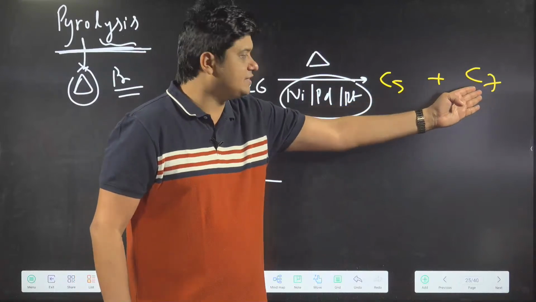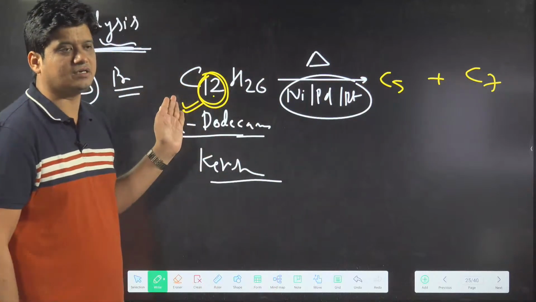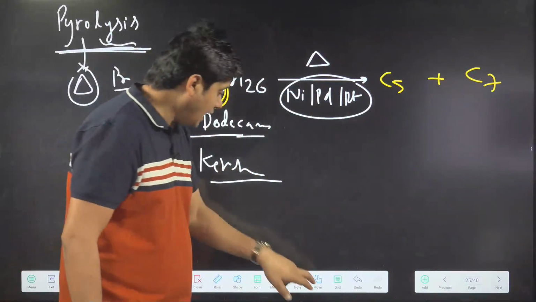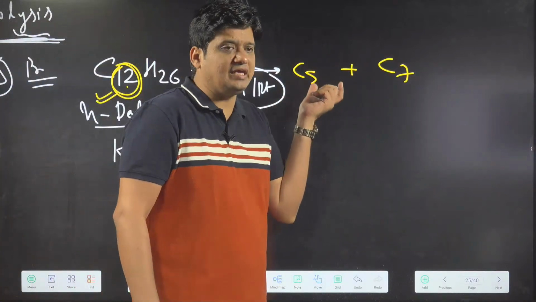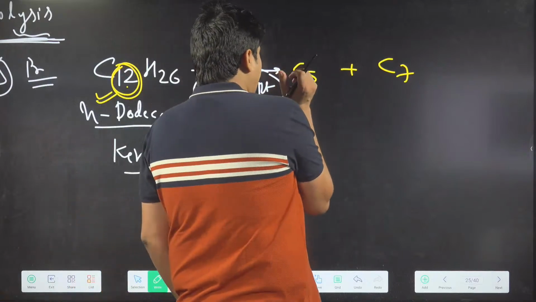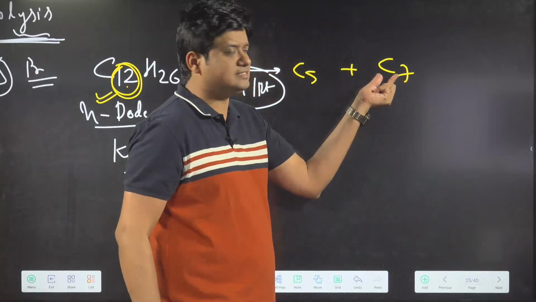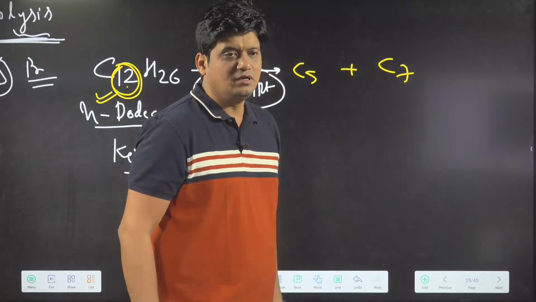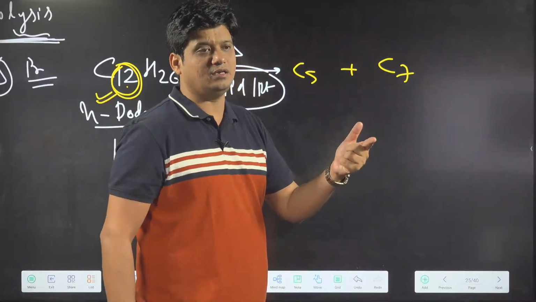Anyone can say, if this is C7, this will be C5. 5 plus 7 is 12. Common sense. After this, how to find the nature, which one is alkane, which one is alkene? So after this we have to say one more thing. 12 months, 7 days in a week, and C7 is the big brother, which means it is alkane.